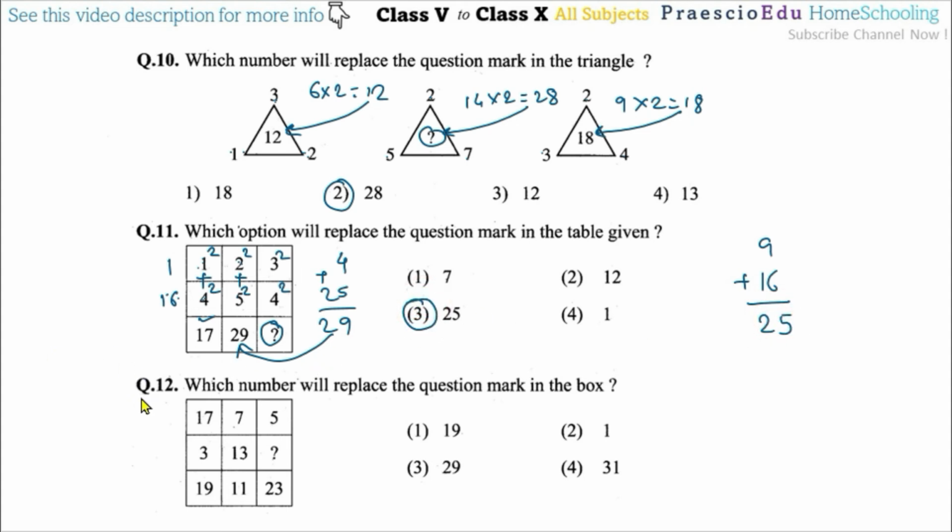Then question number 12. Which number will replace the question mark? So here is the question mark. If you find the relation, this is a prime number sequence: 3, 5, 7, then 11, 13, after this 17, then 19, and then 29. So after 19, which number comes in the prime number sequence? After 23 comes 29, so option number 3 is the correct one.